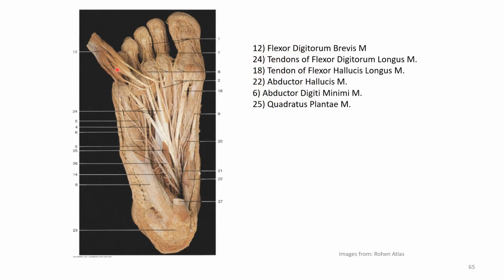And this has the flexor digitorum brevis muscle reflected. So deep to that, you can see the tendons of the flexor digitorum longus right here. This is quadratus plantae under here. And coming this way, this is lateral plantar nerve and artery, coming from posterior tibial artery and tibial nerve. Medial plantar nerve and artery, also coming from posterior tibial artery and tibial nerve. Flexor hallucis longus tendon, flexor hallucis brevis, abductor hallucis, and abductor digiti minimi.